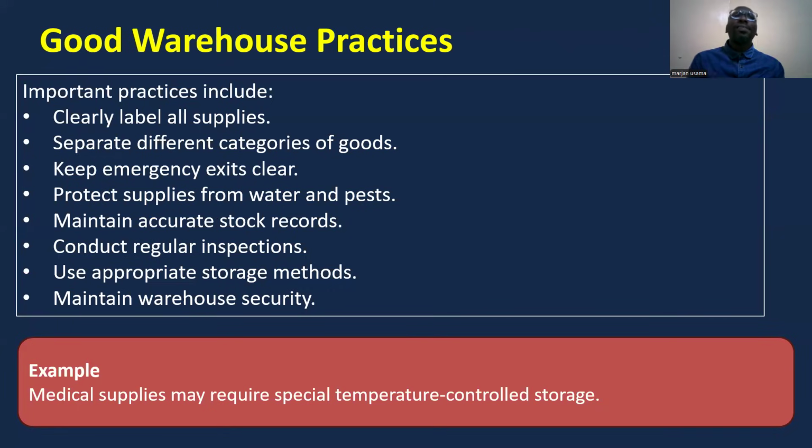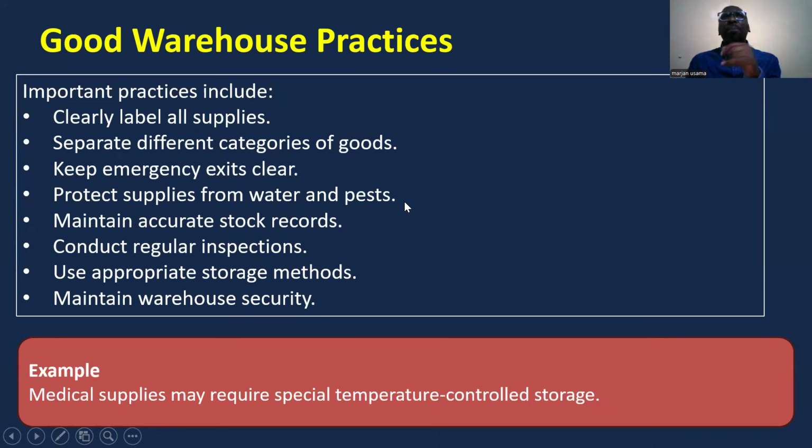Number two, separate different categories of goods. We have perishable goods and non-perishable goods, so different types of goods should be separated. Keep emergency exits clear. In case there is fire in the warehouse, the exit door should be clear. Protect supplies from water and pests. We have to ensure that our supplies are protected from water and pests.